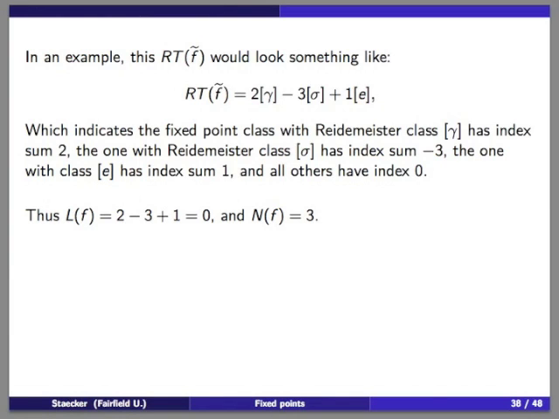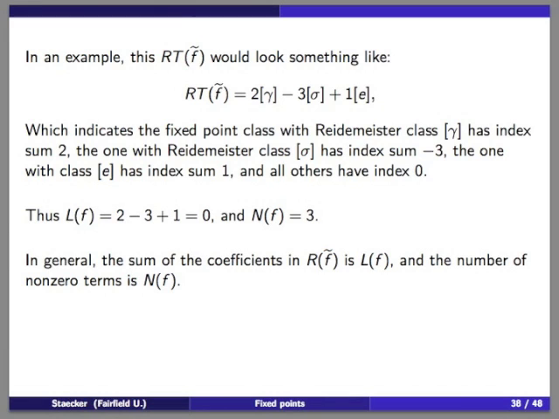All right. So you can tell immediately from the Reidemeister trace, the Lefschetz number is the sum of all the indices, which would be 2 minus 3 plus 1, that's 0. And the Nielsen number will be 3, because there are 3 classes here which have non-zero index. So in general, the sum of the coefficients of the Reidemeister trace is the Lefschetz number, and the number of non-zero terms is the Nielsen number. It's a nice little thing. You're assuming that these are 3 distinct Reidemeister classes. Yeah, right.